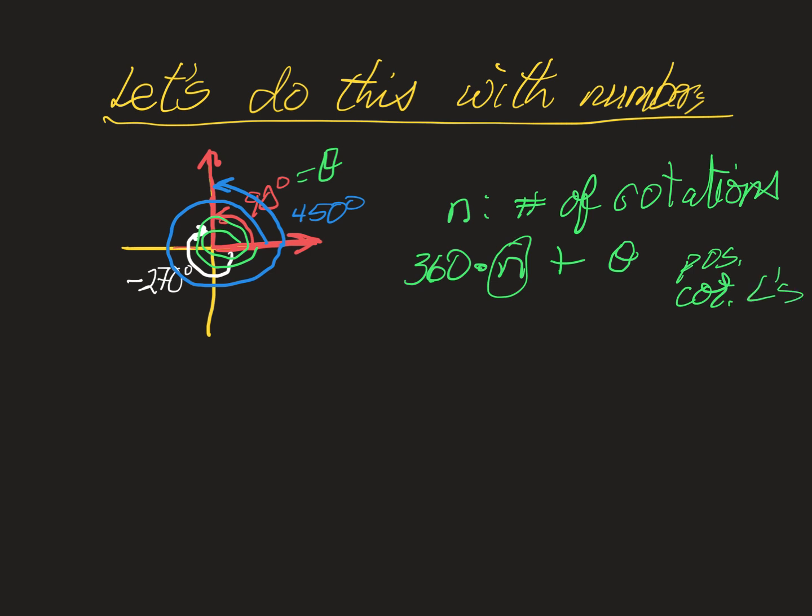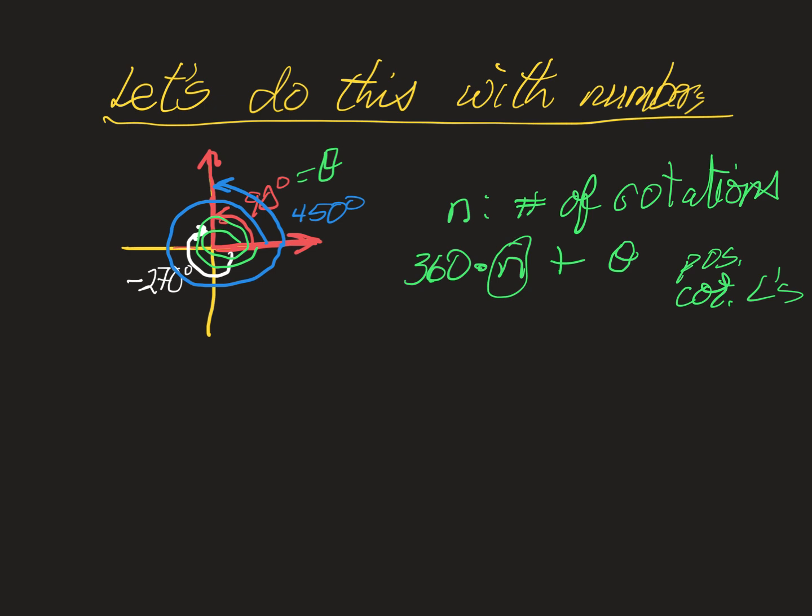How many could we list? Well, we're only restricted by the value of n, how many rotations. And since we could have an infinite number of rotations, we can have an infinite number of positive coterminal angles.